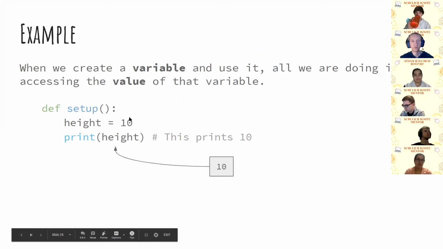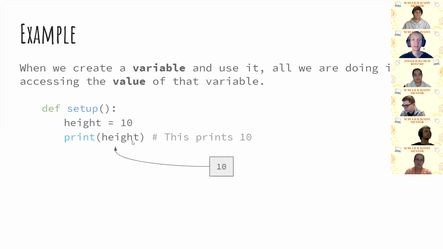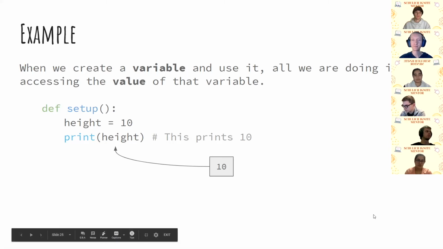All right, there's just another little example in here, setting the height. When it's printing that, it's evaluating what is contained inside that height variable, and so it is printing out 10 because height at that time is equal to 10.